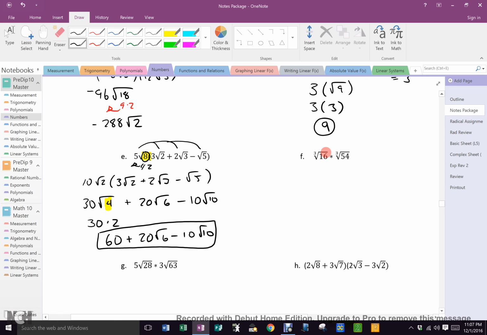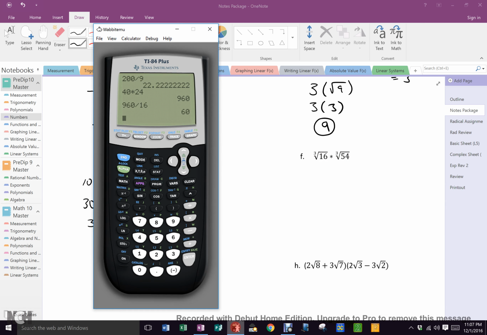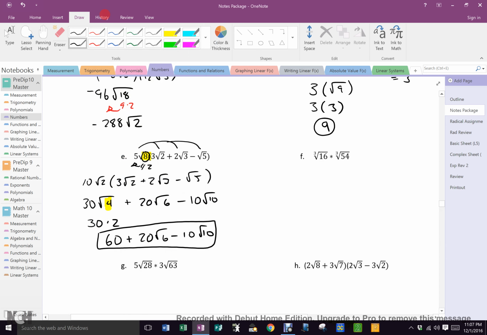Now, nothing changes when it's cubed, except you simplify. Now here's a good example of why we simplify. 16 times 54 is a gigantic number. I don't want to prime factor 864. So I come to here and I know that that's 8 times 2. And I know that that's 27 times 2. 8's cube root is 2, cube root 2. 27's cube root is 3, cube root 2. So that's 6, cube root 4.